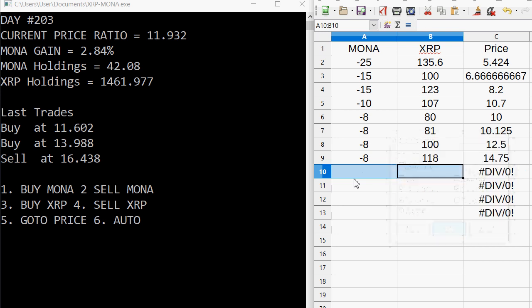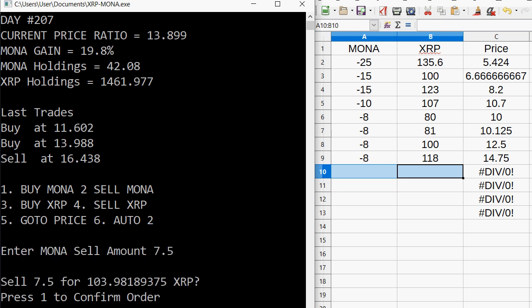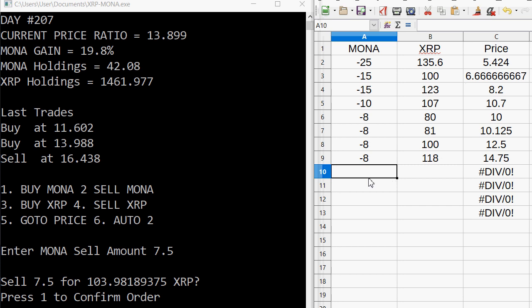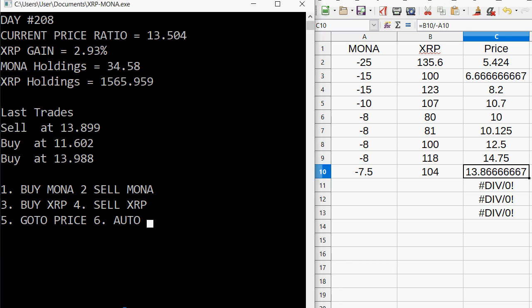We're on day 203. Many days to go still. And now Mona gains 20, so let's go ahead and sell like maybe 7.5 for 104. And that's the same price as last time, and that's fine. That's just an extra seed. I get a good Ripple gain, and I get some very good profits. So now a 27% gain.